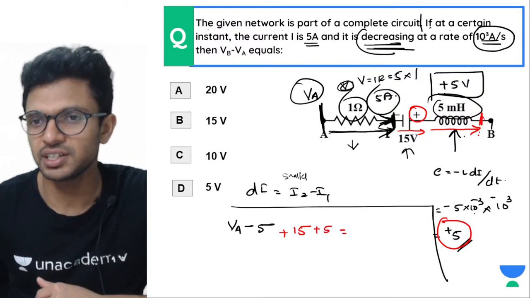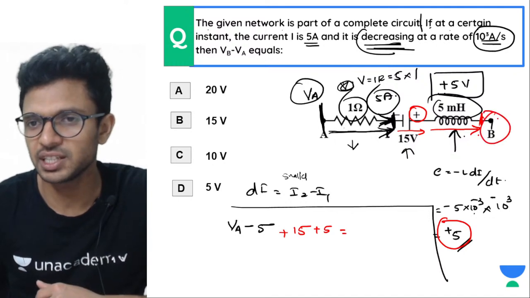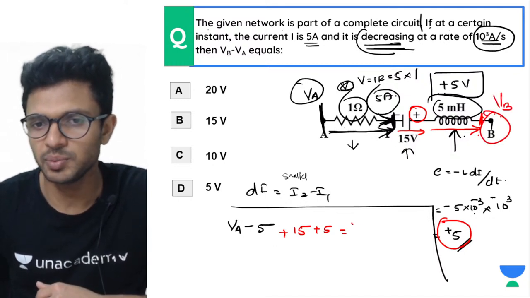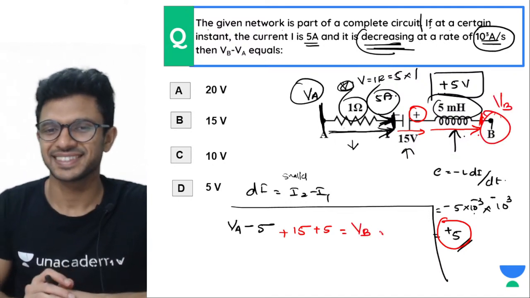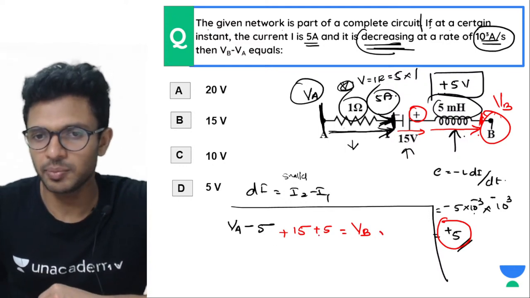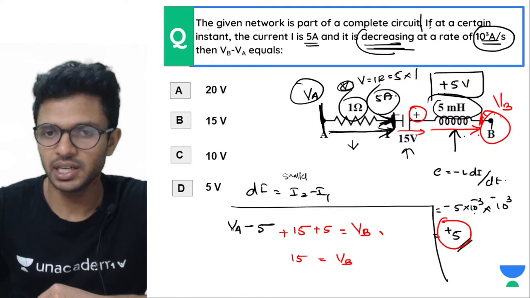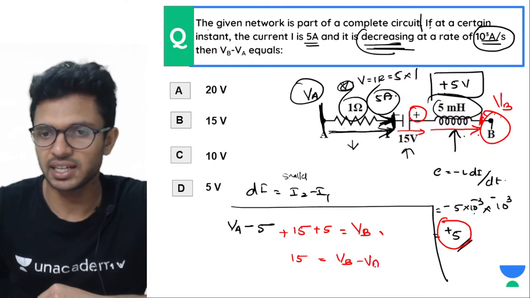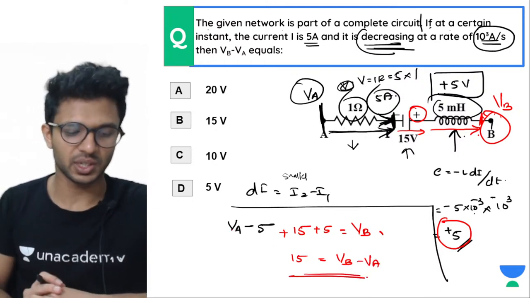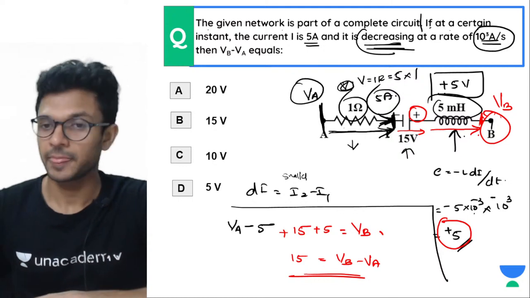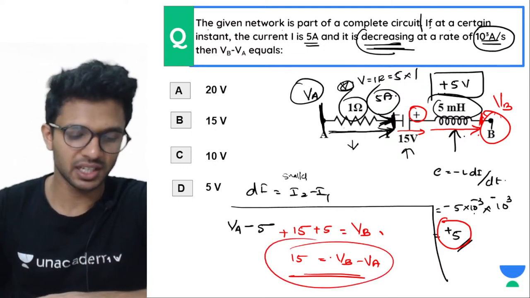We have reached the point here. What's the potential at this point? Let's write it as VB. Minus 5 plus 5 cancel. What remains is plus 15. If you take this VA to the right hand side, it is VB minus VA, and it's 15. Got the answer.